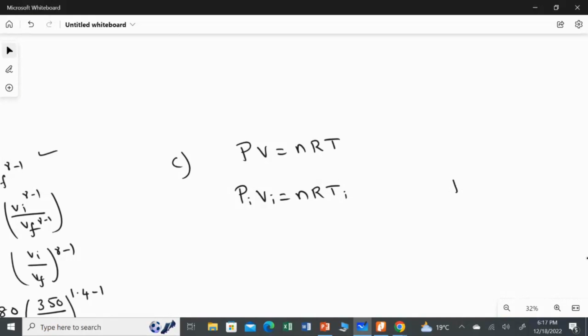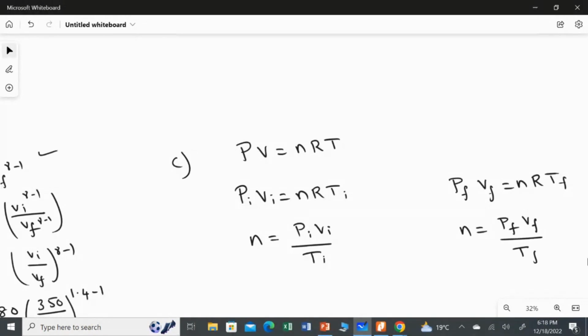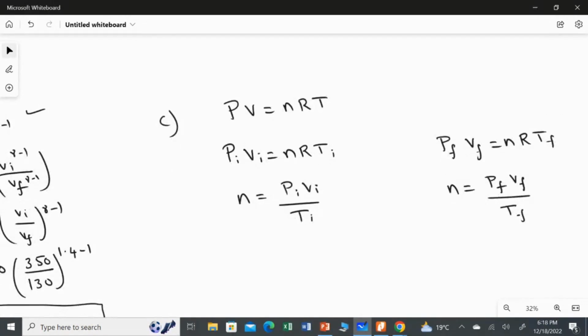But anyhow, I will show the answer for both. So P_F V_F is equal to nRT_F. Either you can use the first part or the second part; the initial condition and final condition will give the number of moles as the same value. So now I am going to rearrange this equation in terms of number of moles. Therefore n equal to P_I V_I over RT_I. Clear? And likewise n equal to P_F V_F over RT_F. Right? Okay.